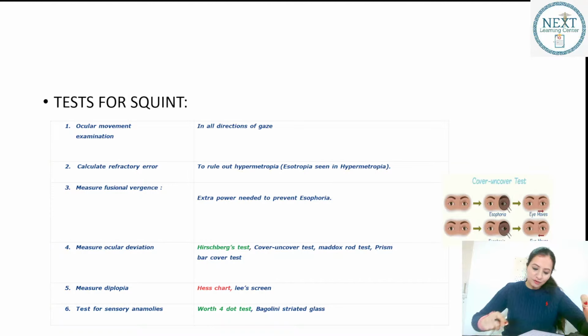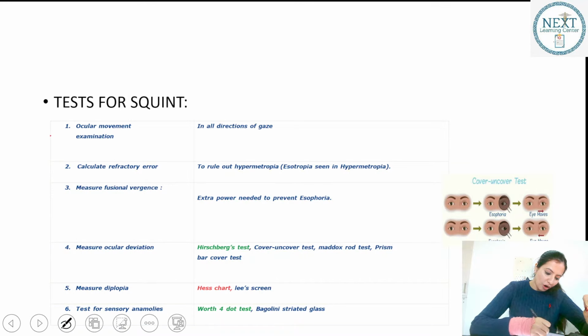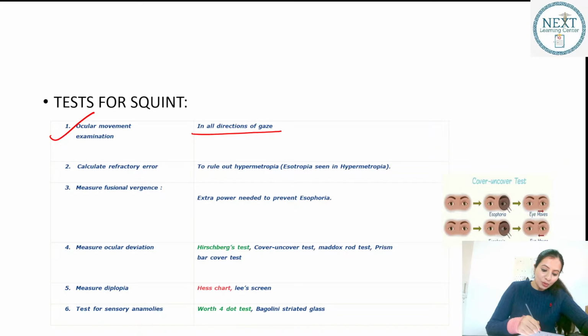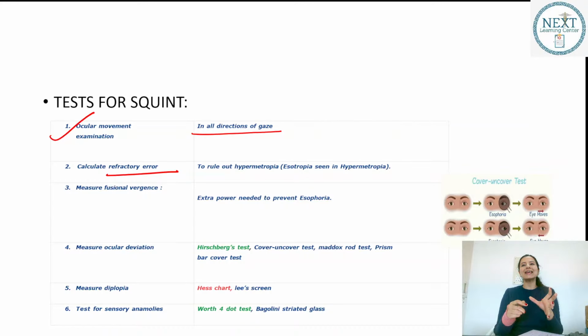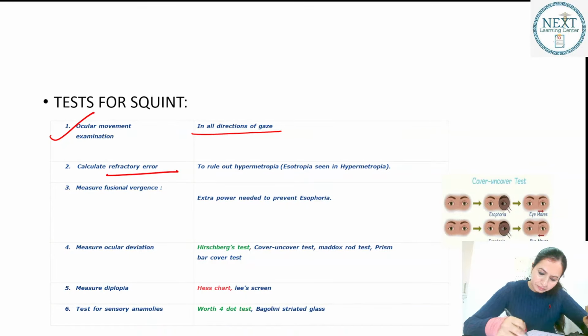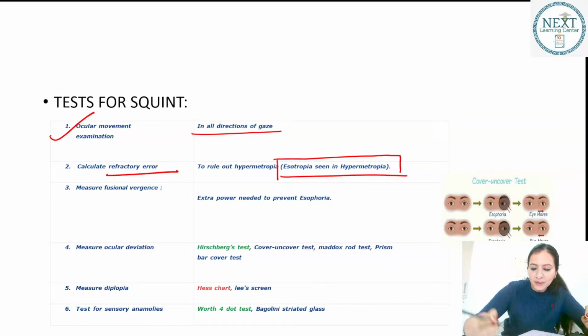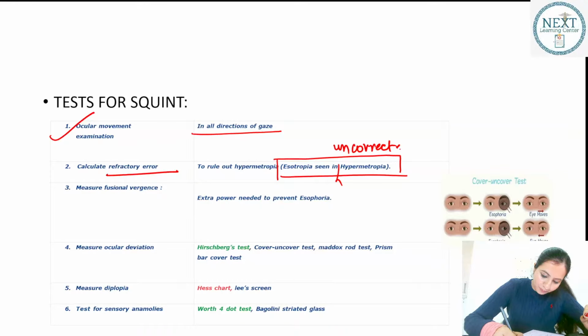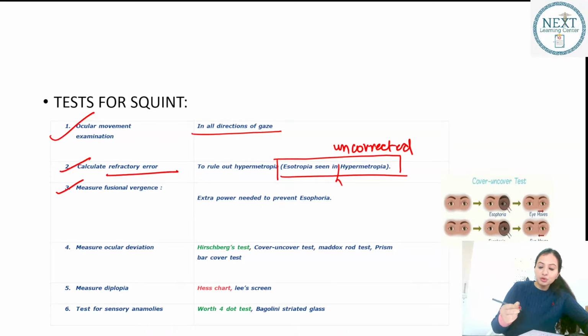Then moving on to the tests for squint. Firstly, we have to check the ocular movement in all directions of gaze. You have to calculate any refractive error. Why? Whenever the patient has hypermetropia, whenever you ask a child with uncorrected hypermetropia to look at near, what will happen? The child will exert more accommodation. So the eyeball will move inwards, so there will be more esotropia. So you can say that esotropia is seen in hypermetropia, basically in uncorrected hypermetropia.